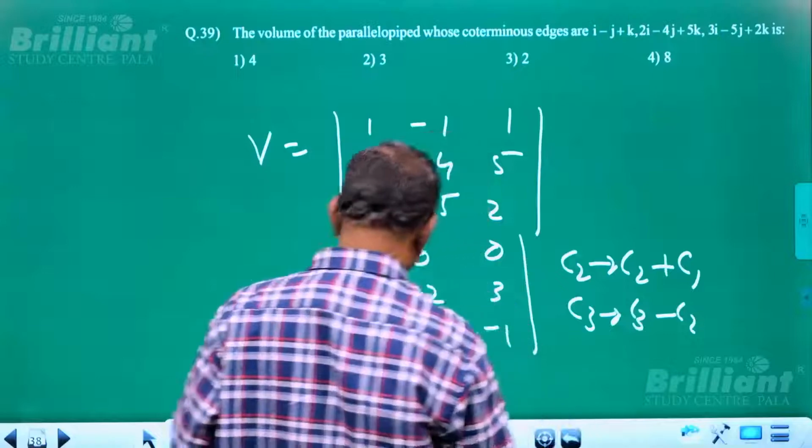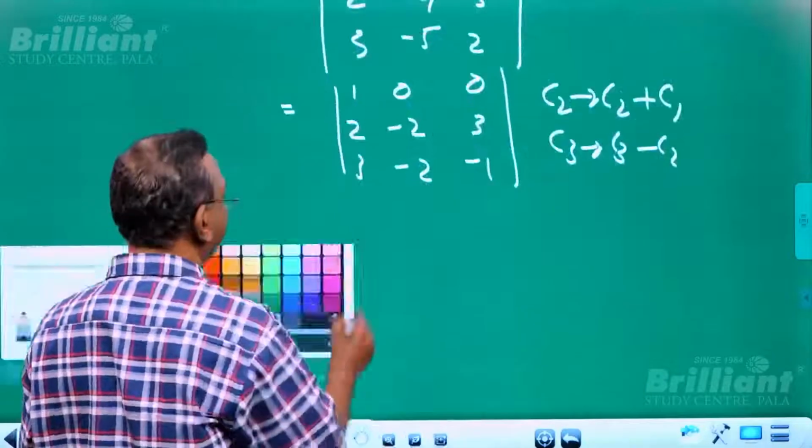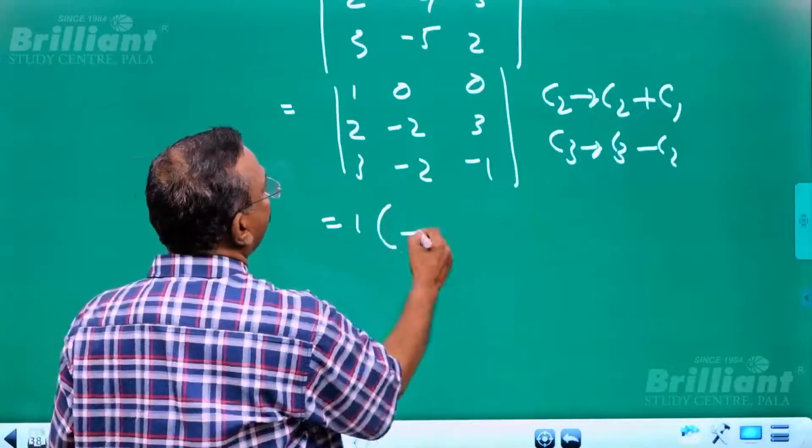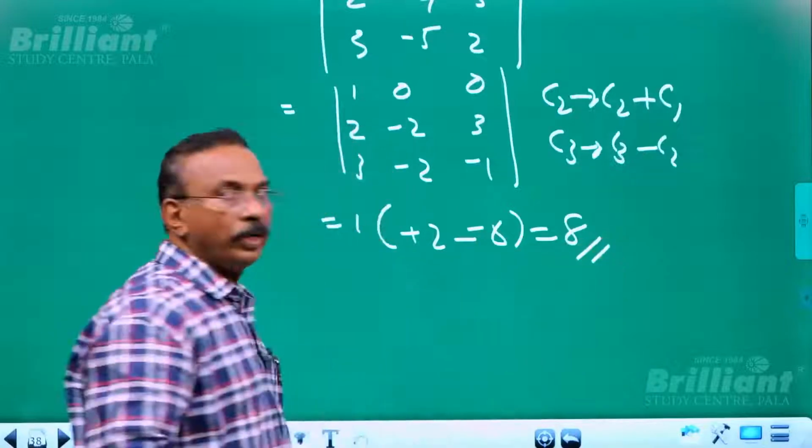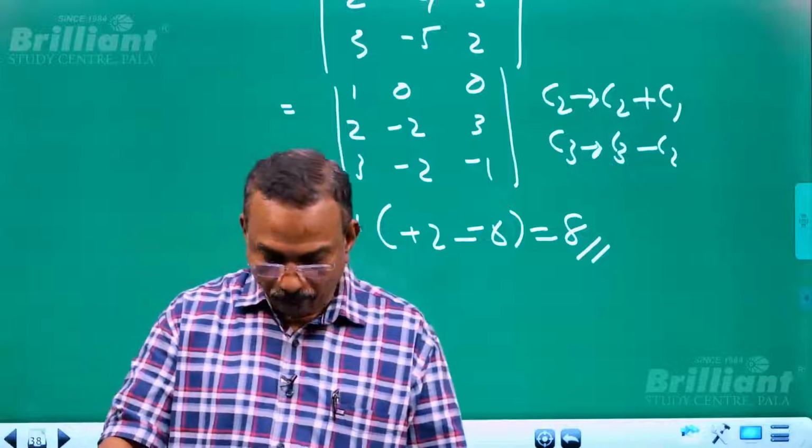So, you got that. Now, we can expand along the first column. That's equal to 1 into (2 - (-6)), which is equal to 8. So, 8 units is the volume of the parallelepiped, which is option 4.